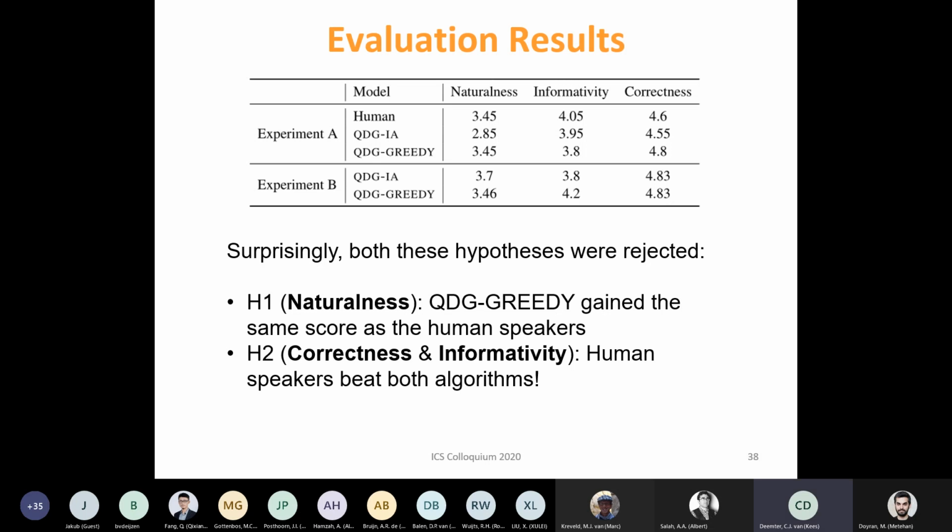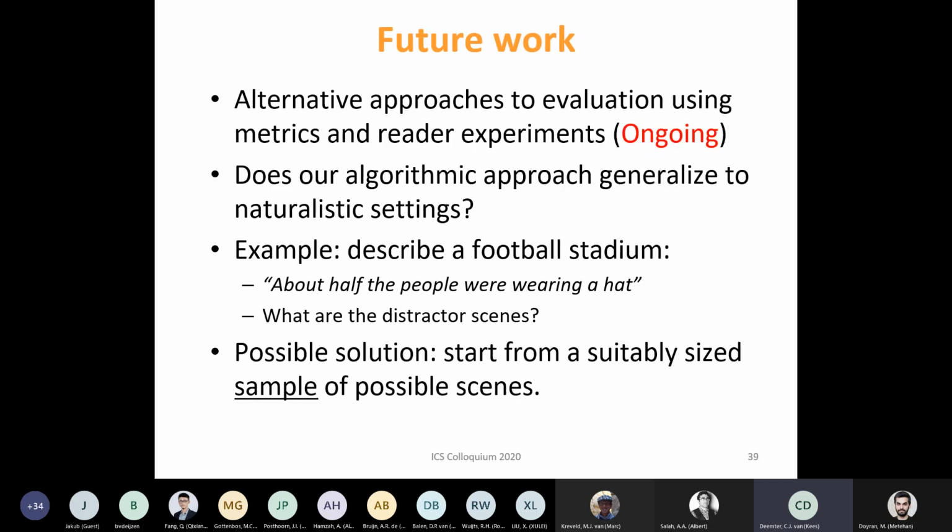And here you see the outcomes, which are rather surprising for us, because the greedy algorithm did surprisingly well on naturalness. People didn't do better on naturalness than this algorithm. Conversely, the people beat both algorithms in terms of correctness and informativity, as judged by these human judges, which surprises us because provably, in some sense, this is not the case. So obviously, the judges used correctness and completeness, at least to an extent.